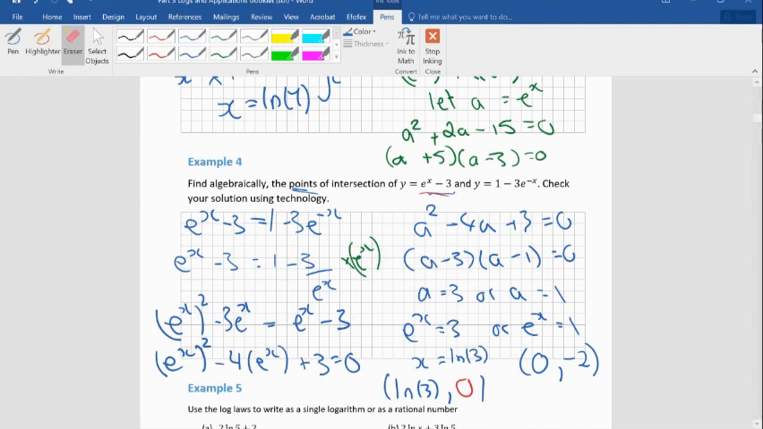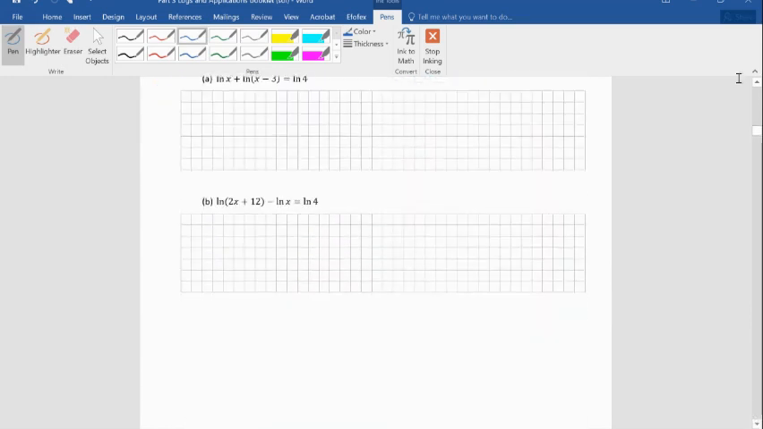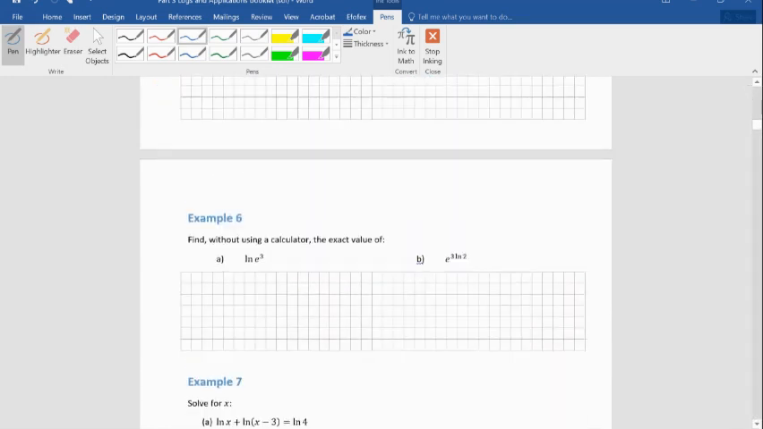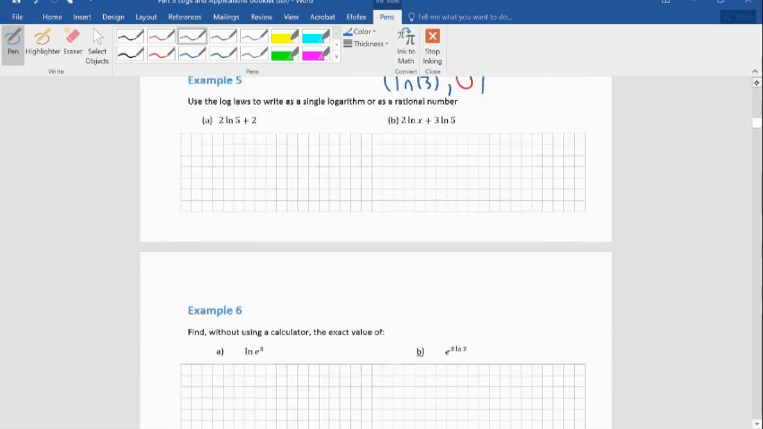All right, so you could check that using technology. If you don't know what ln 3 is, you get your calculator out, press ln 3, write it down, and then you go to the graph and you find the intersection and just check that it's the same. So there should be 2 intersections of those graphs. All right, let's go to the next example.